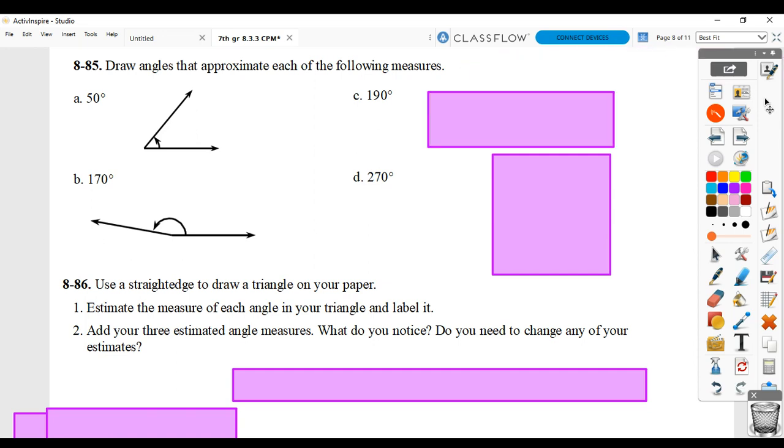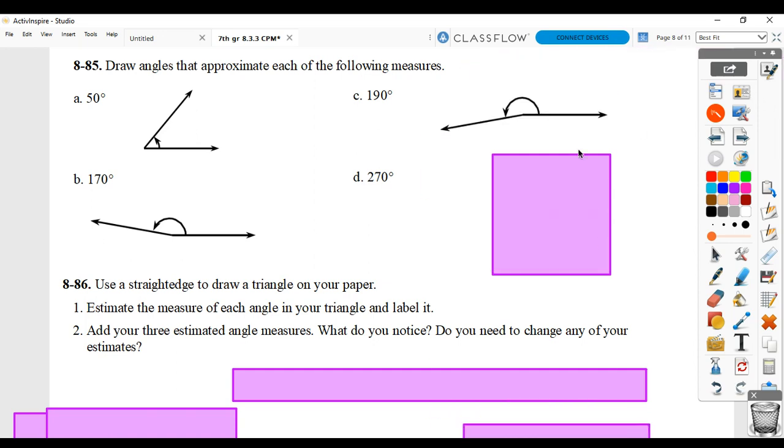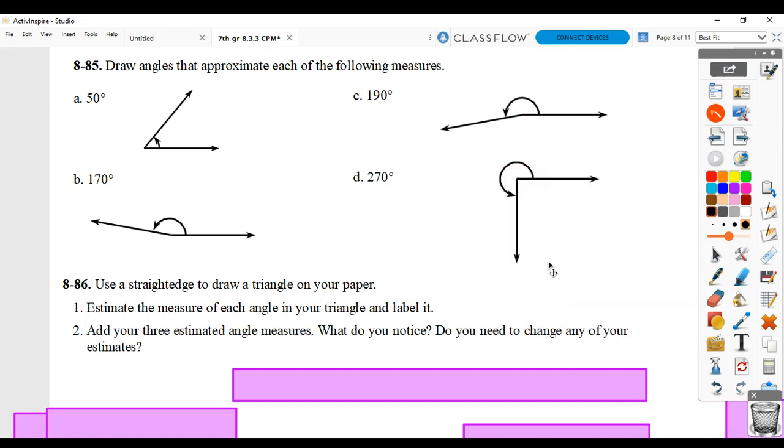C, 190 degrees. It's especially important when it gets to be bigger than 180 degrees that you show with the arrow what angle measurement you mean, because otherwise, if we were talking about this angle, it would be 170 degrees. So we want to make it clear that we're talking about this angle. And then 270 degrees would look like this, 3/4 of the way around a circle.